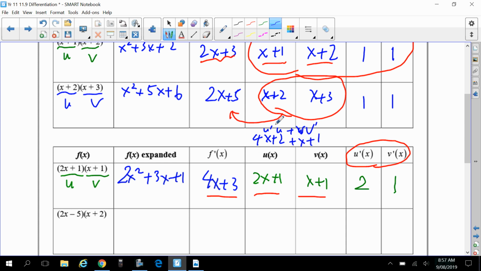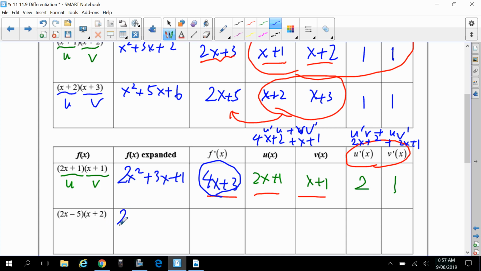So we swap, right? We try different combinations until it works. So maybe u dash v, then u v dash. Would that work? So we do 2 times v is 2x plus 2, plus 2x plus 1. And it works for that. And then you ask, would it work for this guy? Well, let's try again.